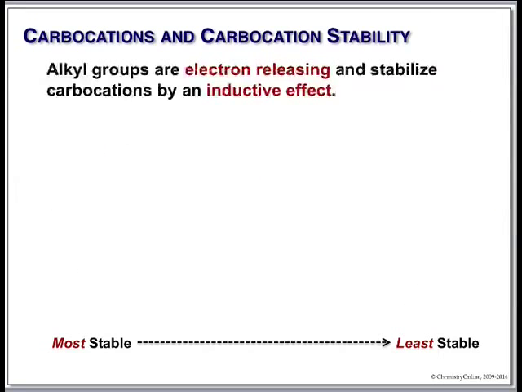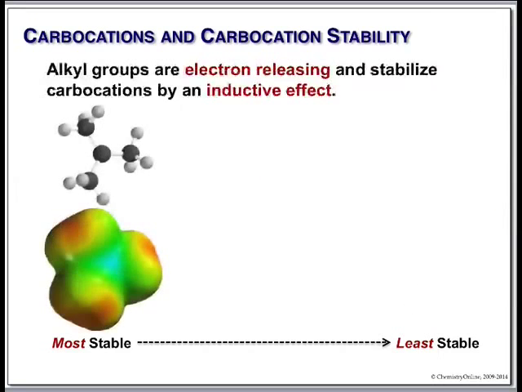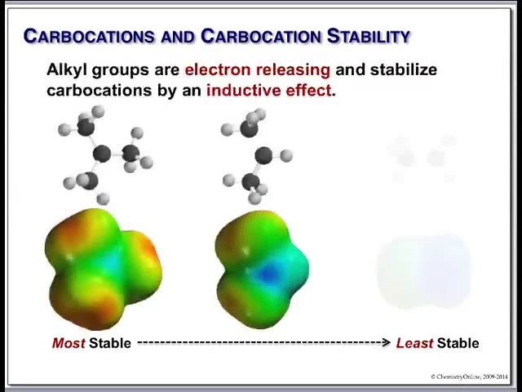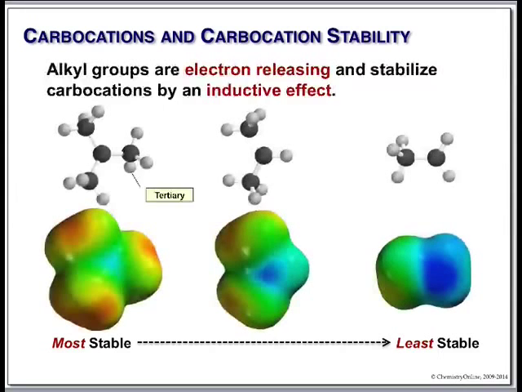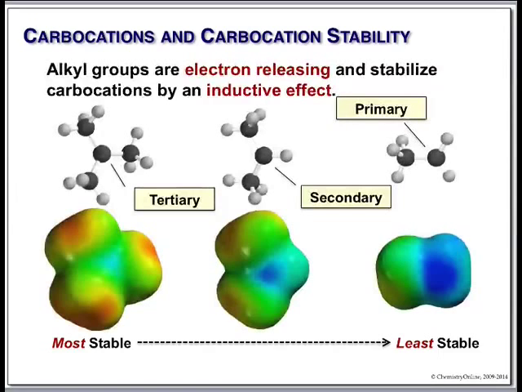You can also see this if you look at the electrostatic potential map. Remember, blue means positive charge. If we have a tertiary carbocation, you'll note that we have a little patch of blue, kind of like nice sky blue in the middle. Secondary, we have a bigger patch. Down here to a primary, this is very, very positive.